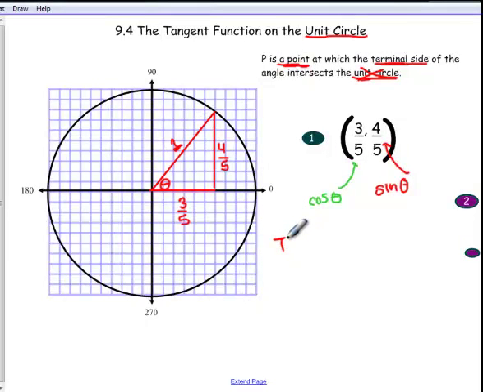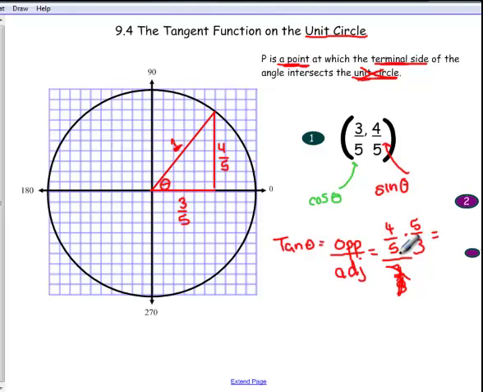So tangent. Tangent is found by taking the opposite side and putting it over the adjacent side. Okay, so let's look right here. My opposite side is 4/5. My adjacent side is 3/5. And I just know when I'm dividing fractions, I have to multiply by the reciprocal. So it comes up as times 5/3. So the tangent ended up being 4/3. And that's how you find the tangent.